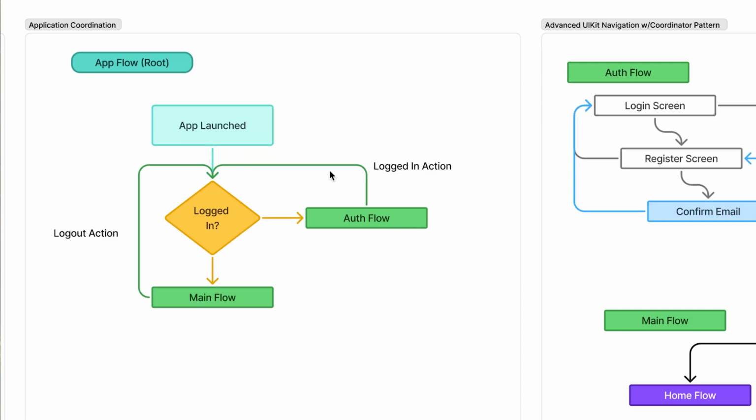This seems like an infinite loop, but this is never going to happen, and you'll see why once we get in the code. But you log in, it's going to go to the main flow. Inside the main area of the app, the user can then log out, and then it will just go back up and hit the auth flow again. So this is very simple. It bounces between the main flow and auth flow. That's the primary use case for the application coordinator.